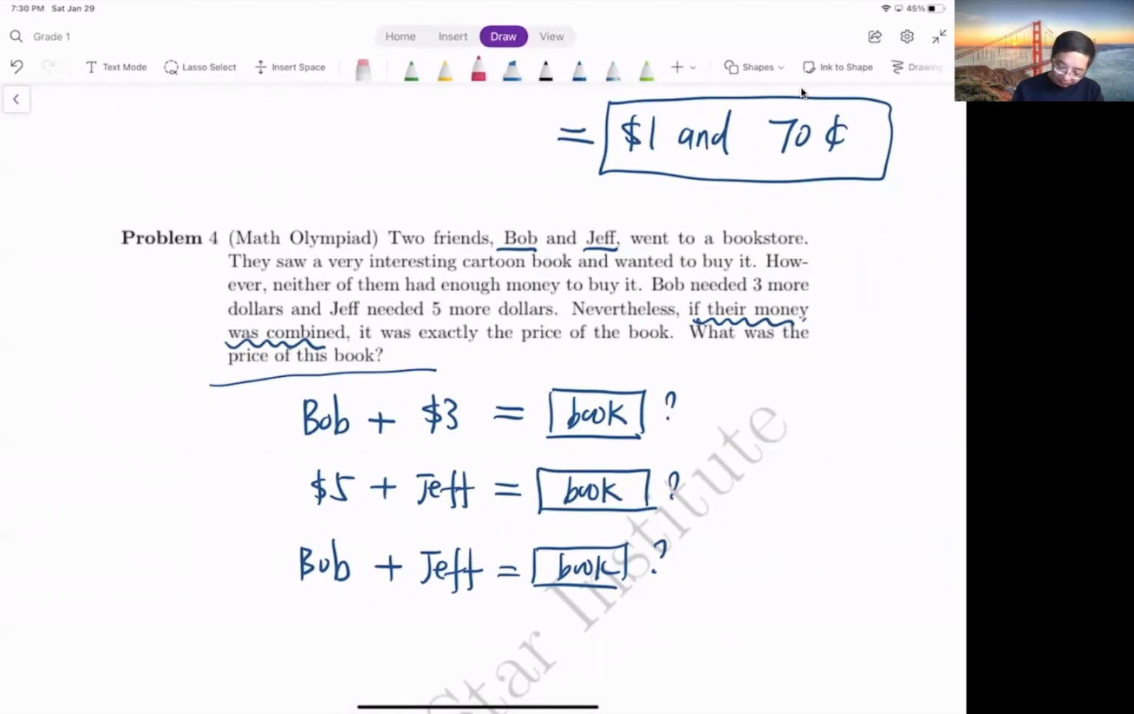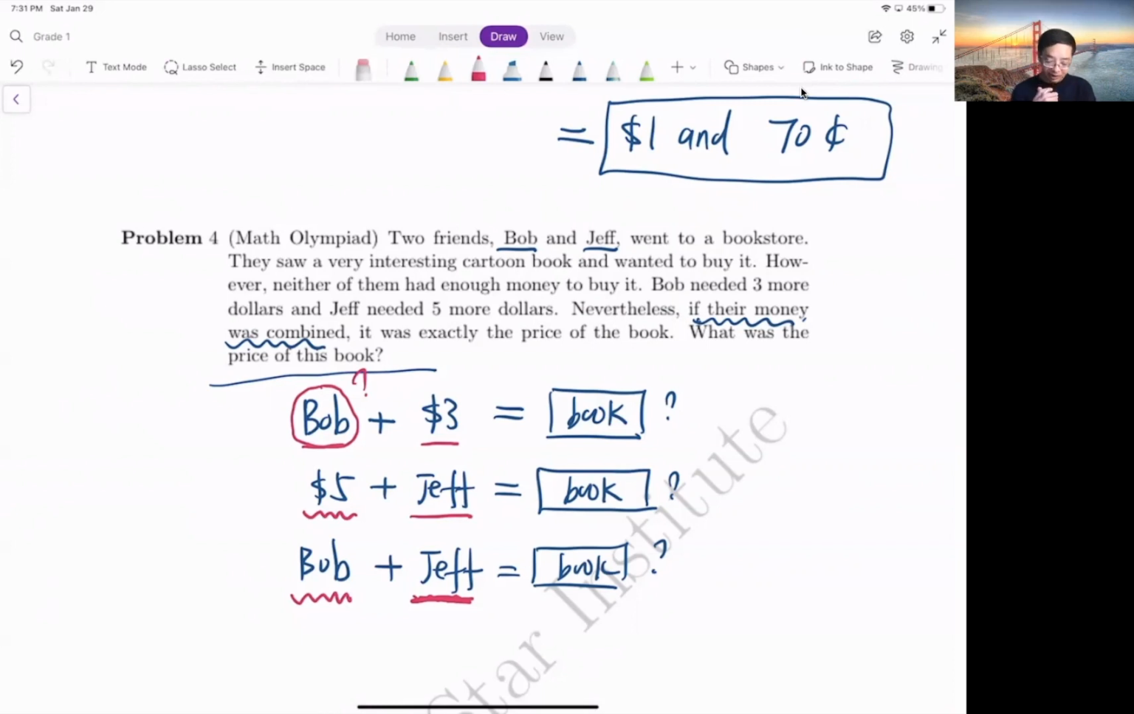Basically, because we know Bob's money plus $3 is the price of the book, all we need to do to figure it out is how much money Bob had, right? Now look at here, Jeff plus $5 is the book. If you give $5 more to Jeff, he can buy the book. But if you combine Jeff's money with Bob's money, you can also buy the book.